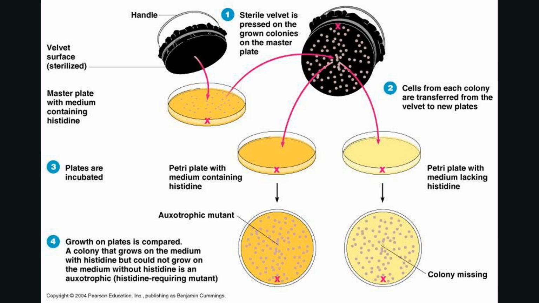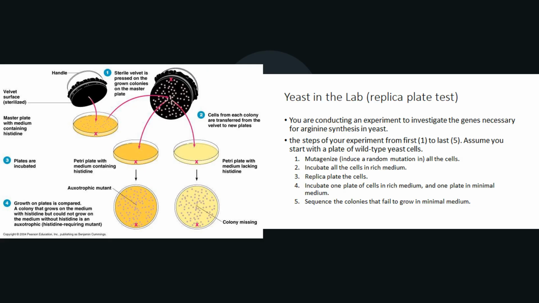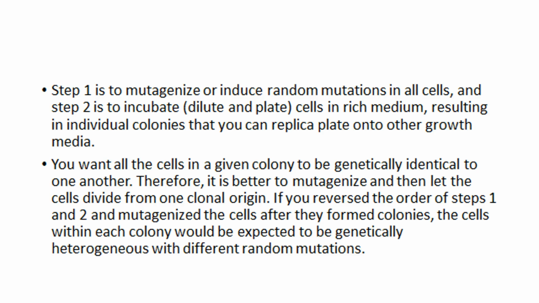So if we sequence the colonies that fail to grow in the minimal medium, then we will know the changes, or the mutation, or the loci of the mutation that appear in the new mutant yeast cell. This is a further description of the steps that we apply in the test.